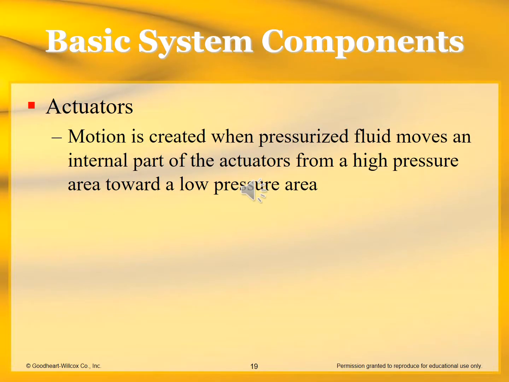When you have pressure, these things want to go from high pressure to low pressure. So that's what gives the actuator its motion. The speed of that actuator depends on how much is flowing. So the flow controls the speed. Pressure controls how much work you can actually get out of it.